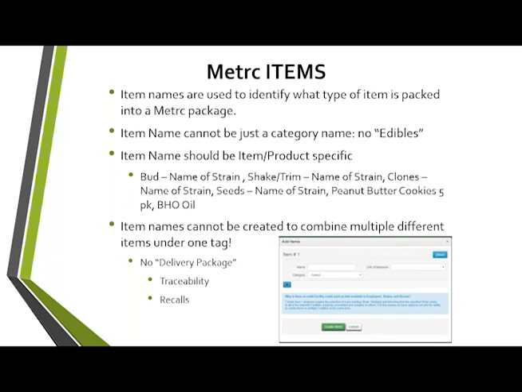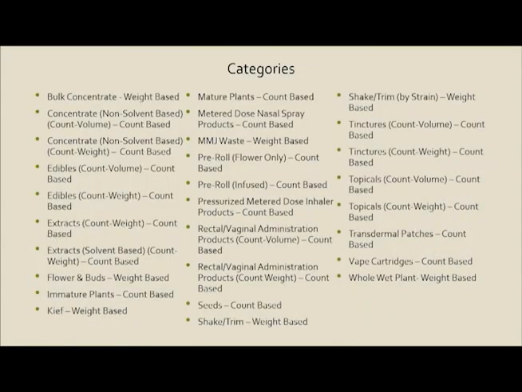Also, you cannot combine different item types under one item. So you can't create a gift basket item that combines 4 different types of product. All of the packages need to be item specific, so you can't have multiple items combined into one as part of a package. So this is all the item categories that are allowed currently within Oklahoma. As you see, there's a large list here. We'll talk about how you can select these. But if you do have any questions on what something should be categorized as, that would be a question for OMMA.